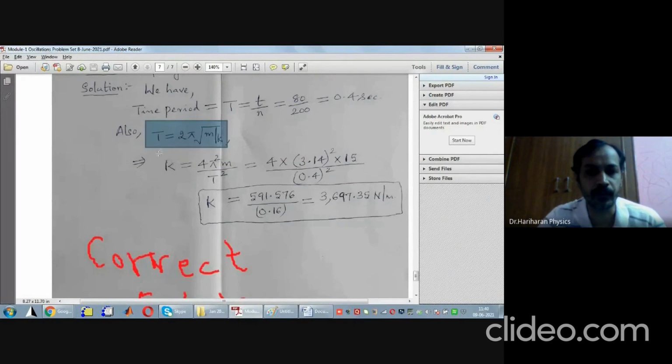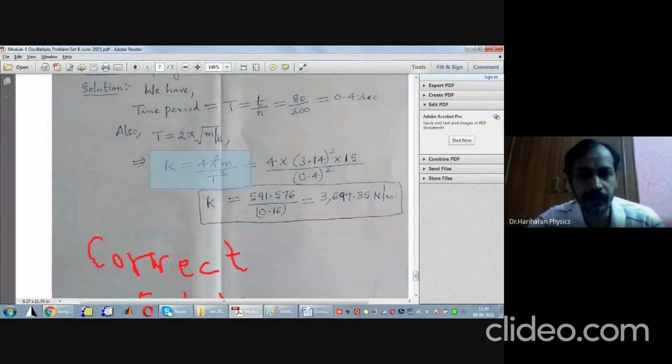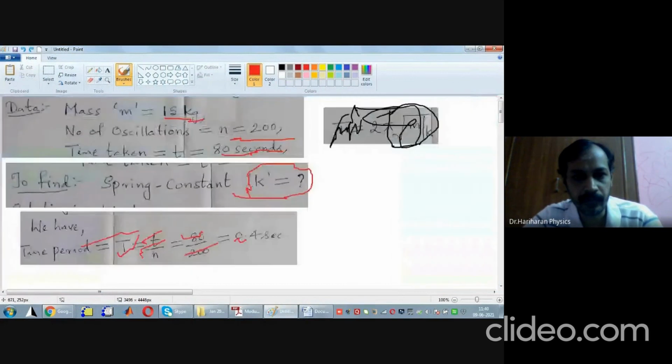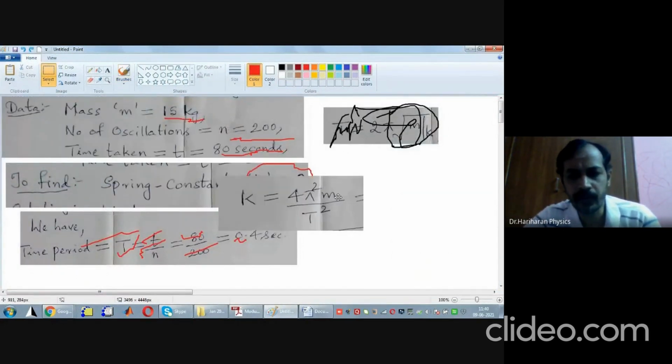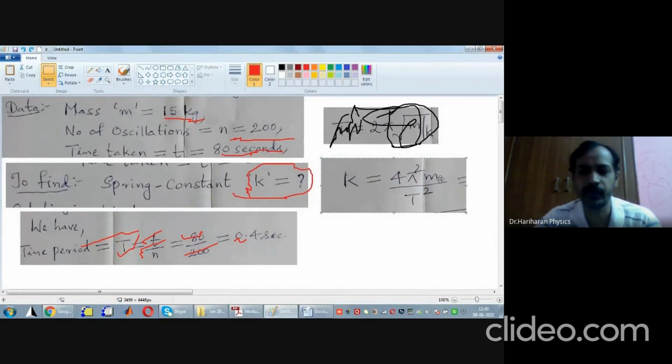K is equal to 4 pi squared m by T squared, so that you plug in here. You got my point? Okay, so now enter your OTP within 3 seconds. Within 3 or 5 seconds, your transaction is going to be successful. Understood now? Got my point?